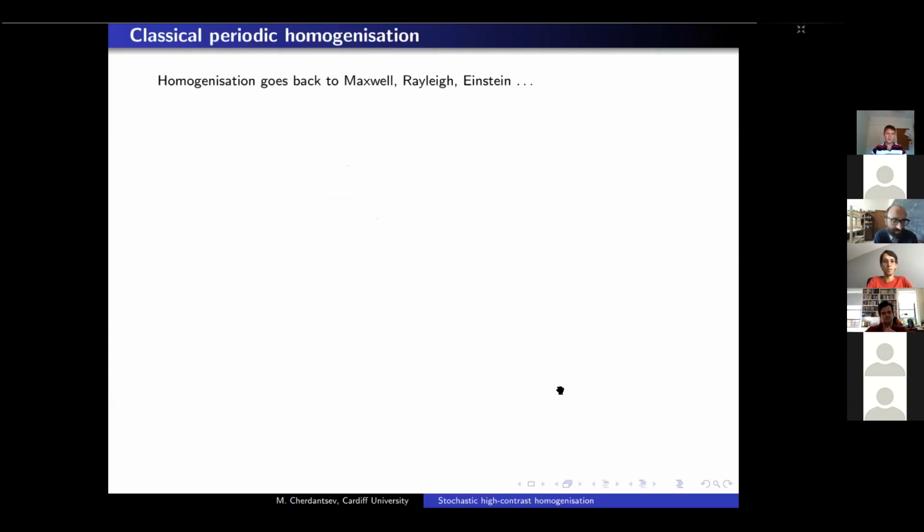Okay, so this is the introduction. The study of homogenization basically goes back as far as Maxwell, Rayleigh, and Einstein. All three of them were working on heterogeneous problems and tried to obtain a problem with some effective coefficients which do not depend on the spatial variable.